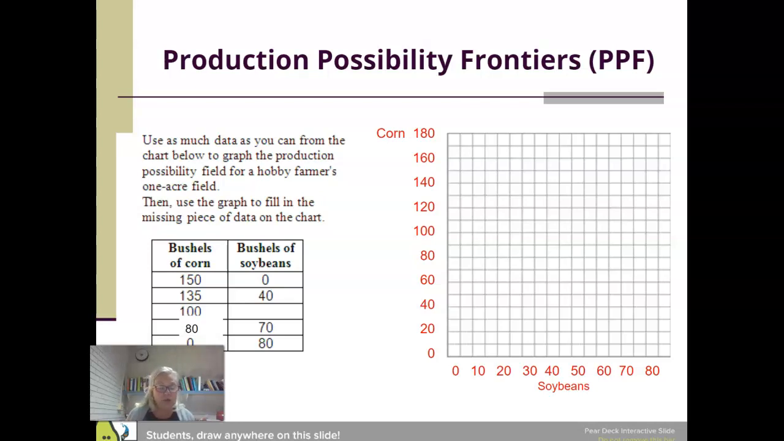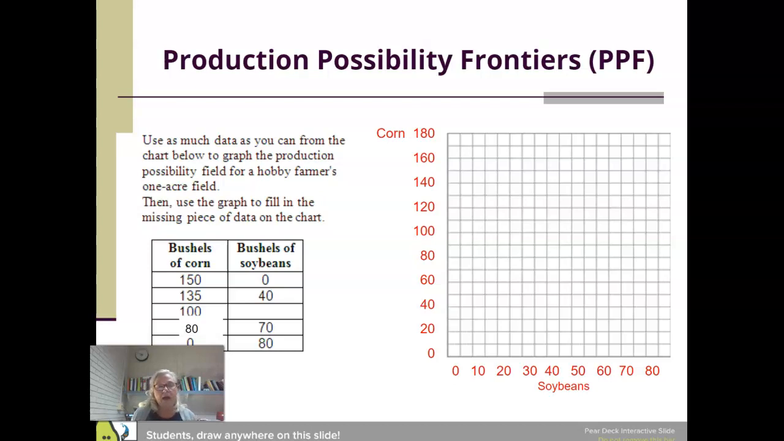Now, I have a daughter-in-law and her father has a huge farm, like 2,000 acres, and he actually rotates his corn and soybean crops every year, and then he has part of his land go what we call fallow, so it can recreate its nutrients. But let's say that we're a hobby farmer on a 1-acre field.